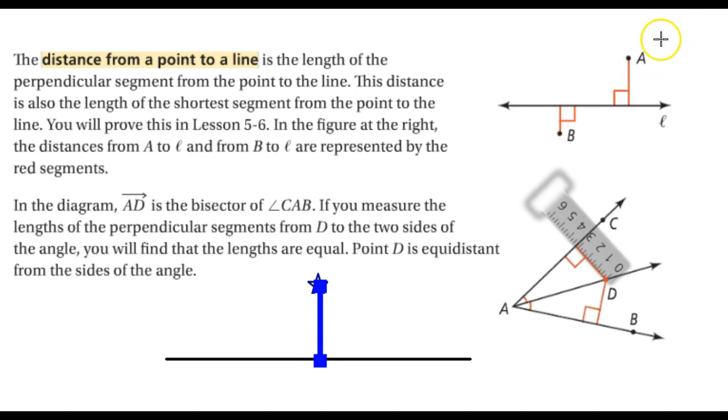So as you can see up right here, if I talk about the measure or the distance from A to line L right here, I'm talking about not this line segment or this one or this one. I'm talking about what is the distance of that line segment, the line that is perpendicular to line L and goes through the point A. Same thing for B right here. And so that's what we mean. We're talking about the distance from a point to a line.